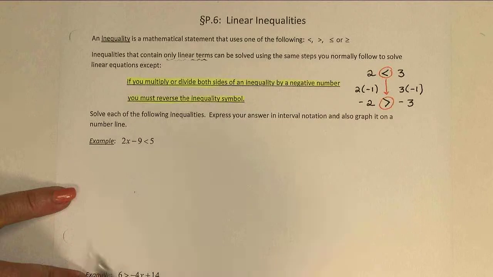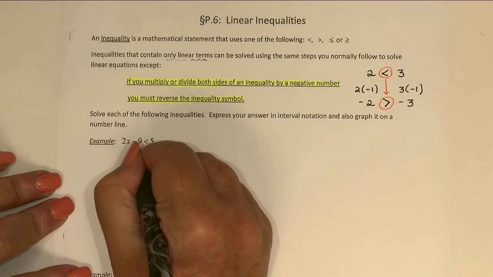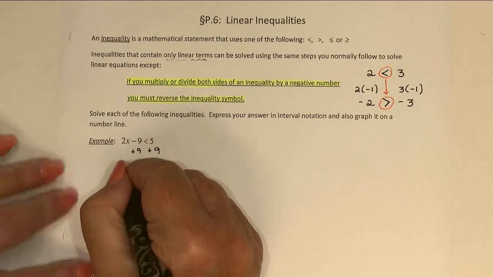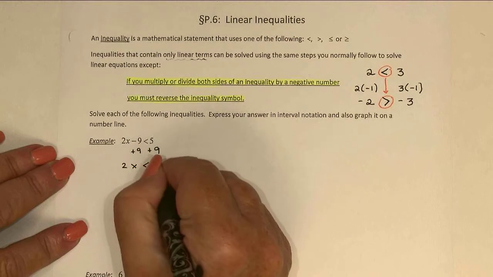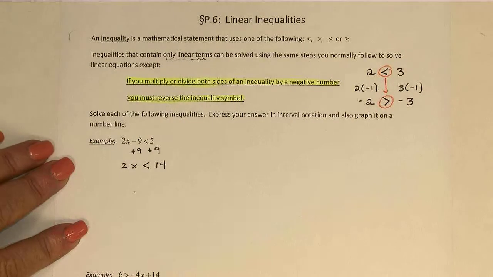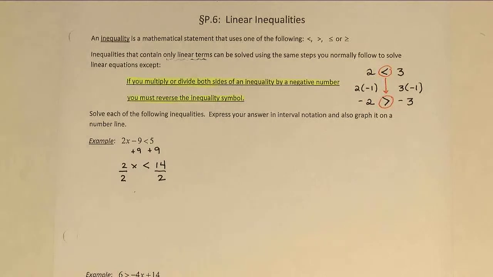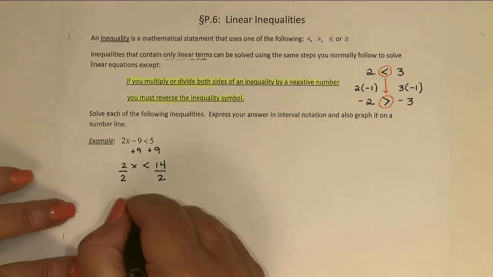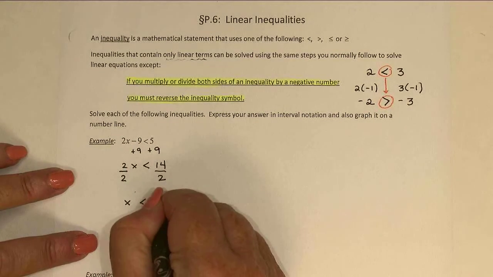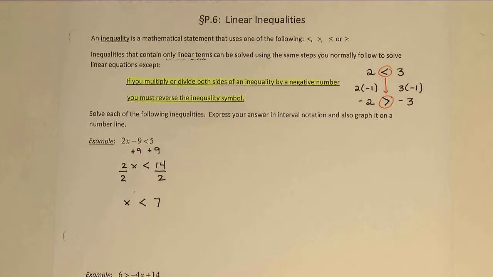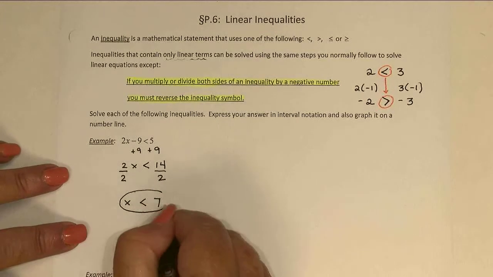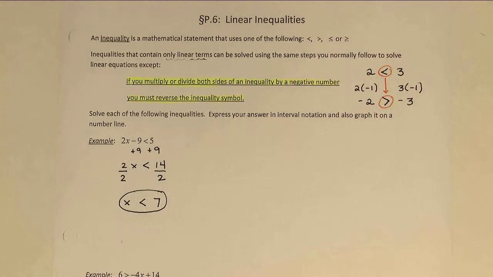All right, in this first one, I want to get x by itself, so just like I would do in an equation, I'll start by adding 9. To get x by itself, I have to divide by 2. And this time I'm dividing by a positive number, so I don't have to reverse the inequality. I will simply get x is less than 7. This is what we would call our inequality notation, and it's one of several possible ways to write the solution to the inequality.